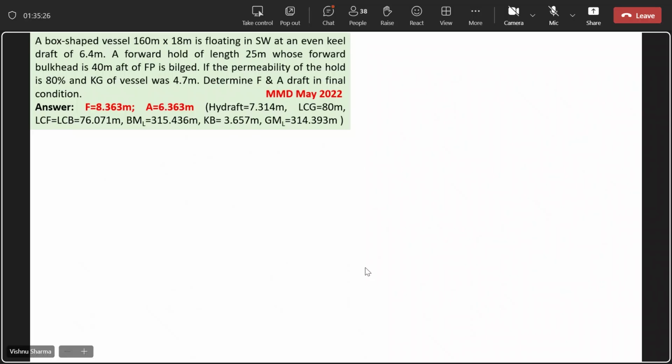This is MMD May 22. So if you are able to solve this by yourself, I think that will give you some confidence. Can you make the side elevation of the vessel in intact condition first? Can you please do that? Please make the side profile in the intact condition first. Obviously, what am I saying? You have to mark whatever information can go on the diagram in that condition.